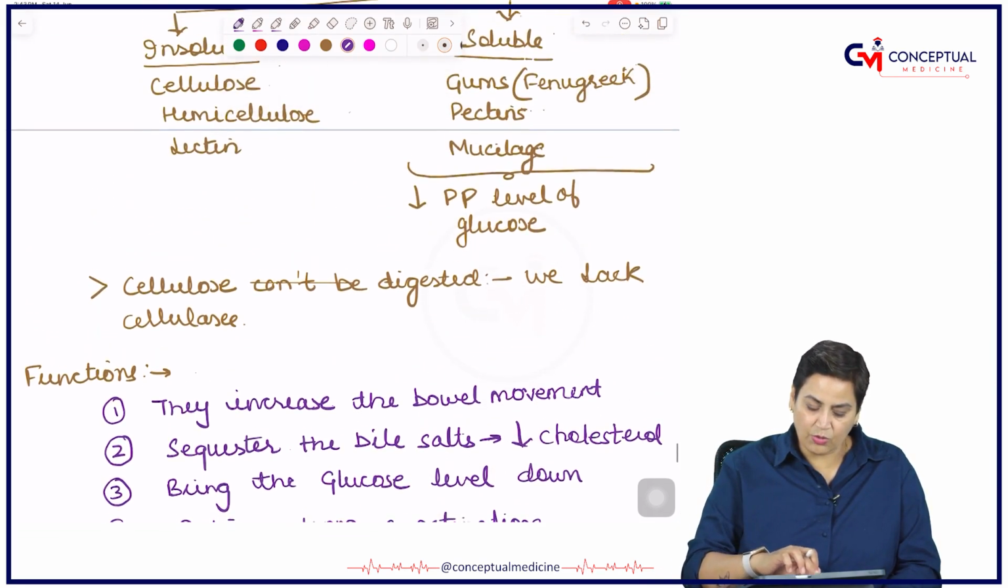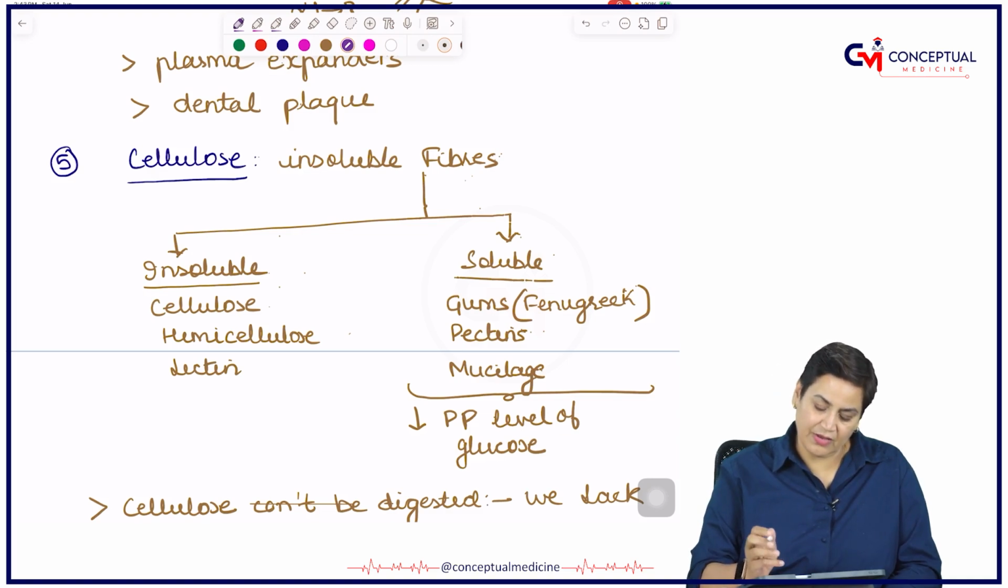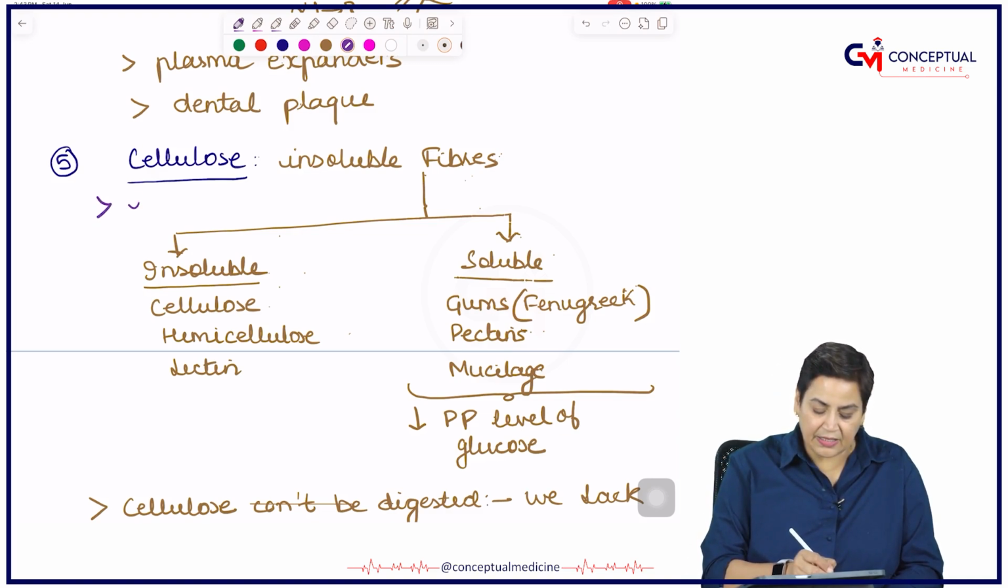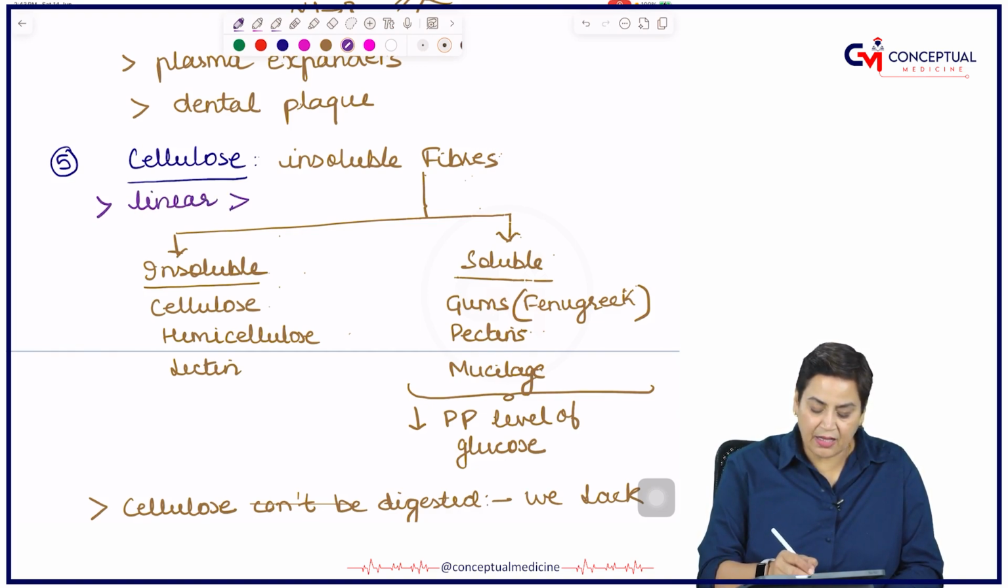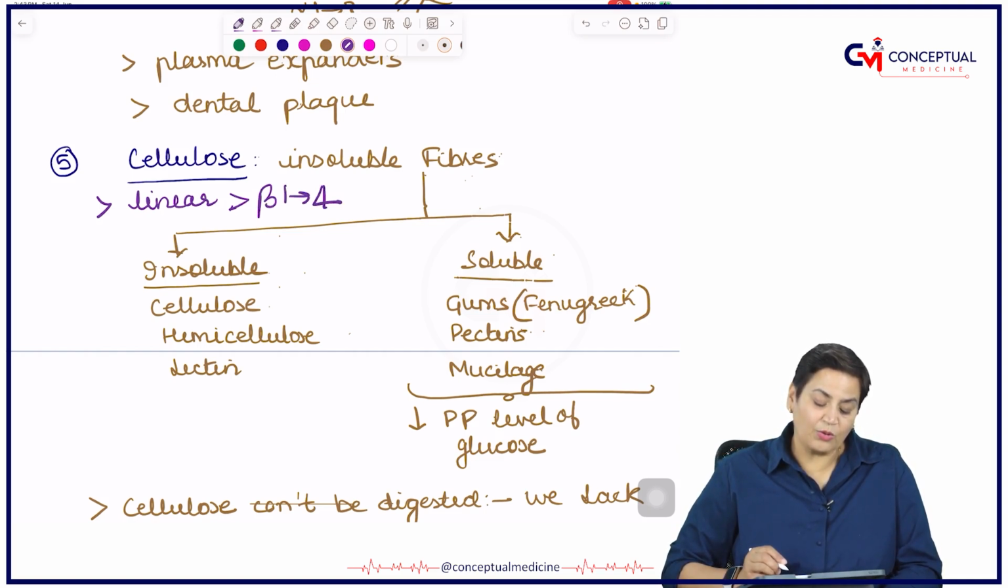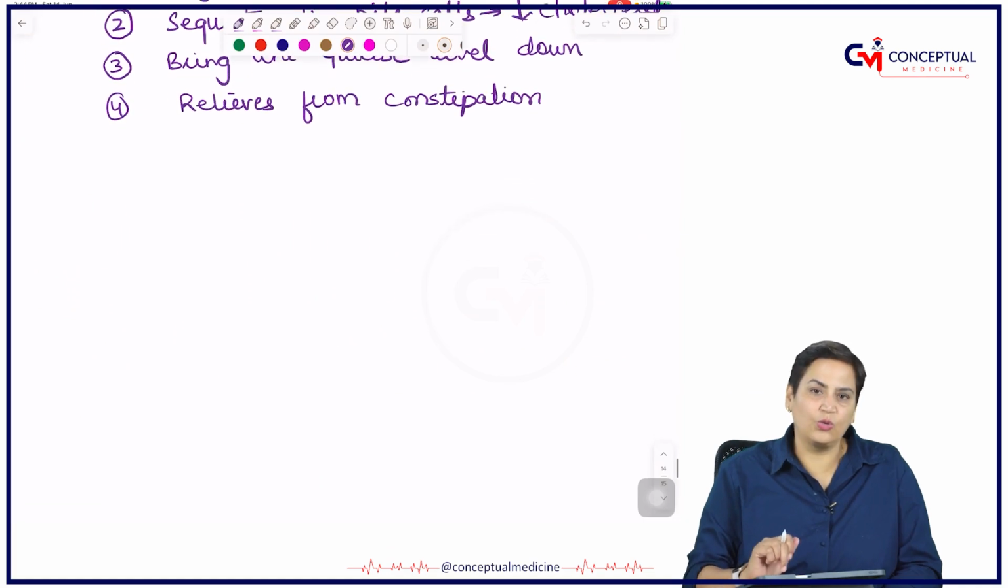And if we talk about the structure of cellulose, because here we are studying the chemistry, cellulose is a linear structure. Very important. It is linear. And the linkage here is beta-1,4. On the contrary, if we talk about the other glucosans, you have seen that the linkage is alpha-1,4. Cellulose only has beta-1,4 linkage, and it is strictly linear in structure. So these are the glucosans.